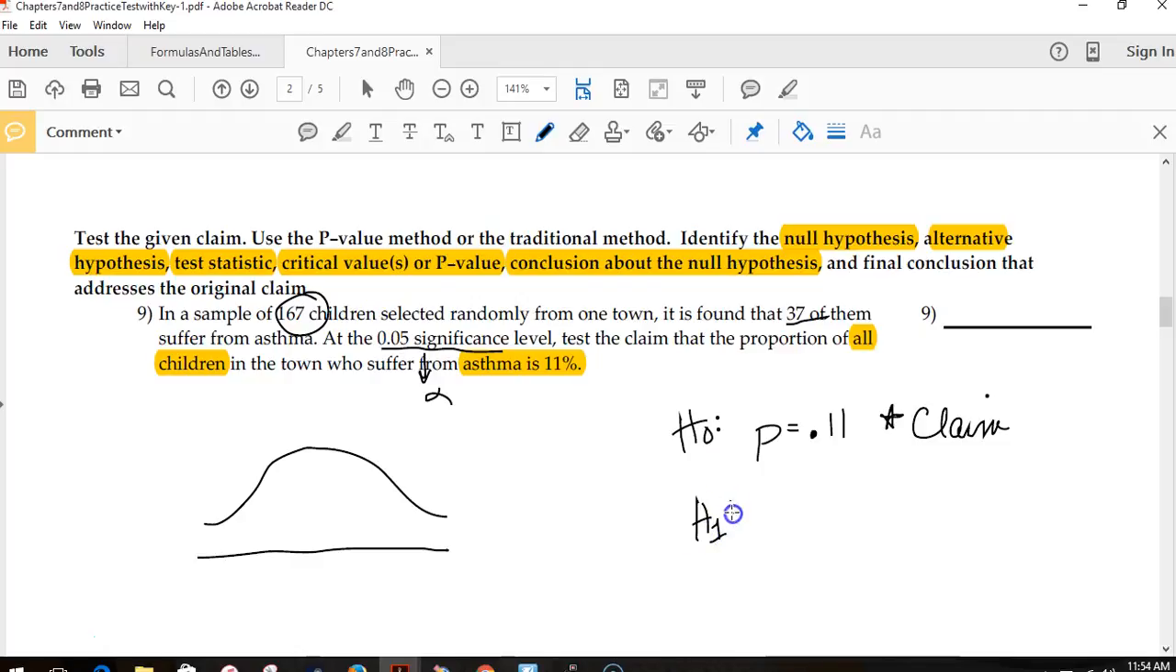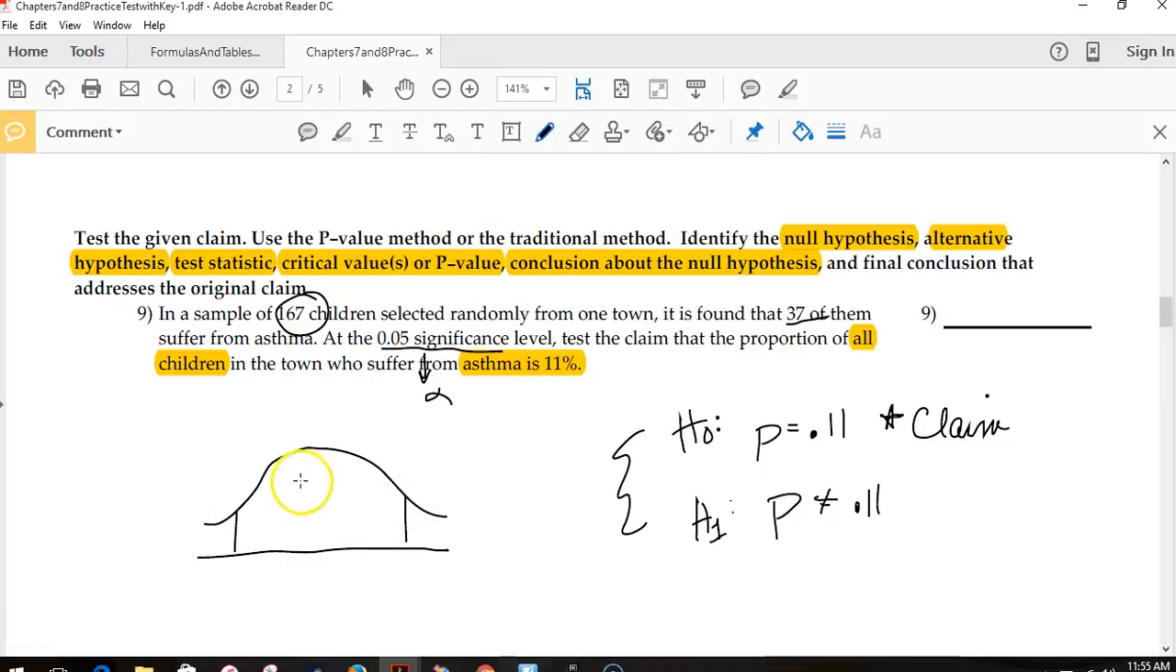The alternate is the opposite of whatever the null is. So the opposite of equal to, which is my claim, is not equal to. This is the first part where you need to say the null and the alternate, and yes, you have to label them. Now I'm going to need a test stat, a p-value, and create my conclusion.